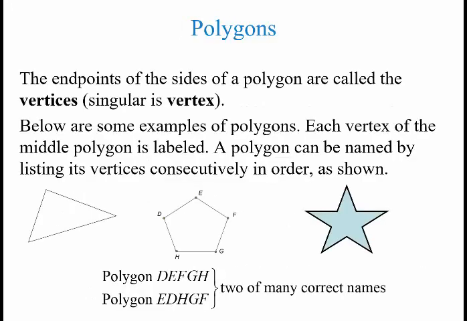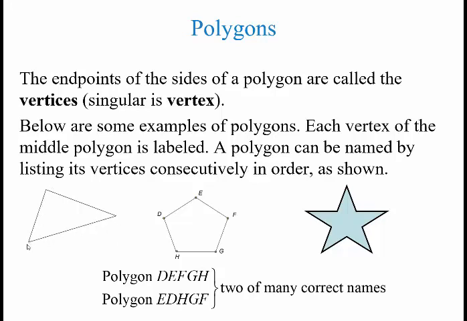So the endpoints of the sides of a polygon are what we call the vertices, or the singular of that, the vertex. So here are the vertices, the endpoints of the sides. Below are some examples of polygons. Each vertex of the middle polygon is labeled, so a polygon can be named by listing its vertices consecutively in order as shown.